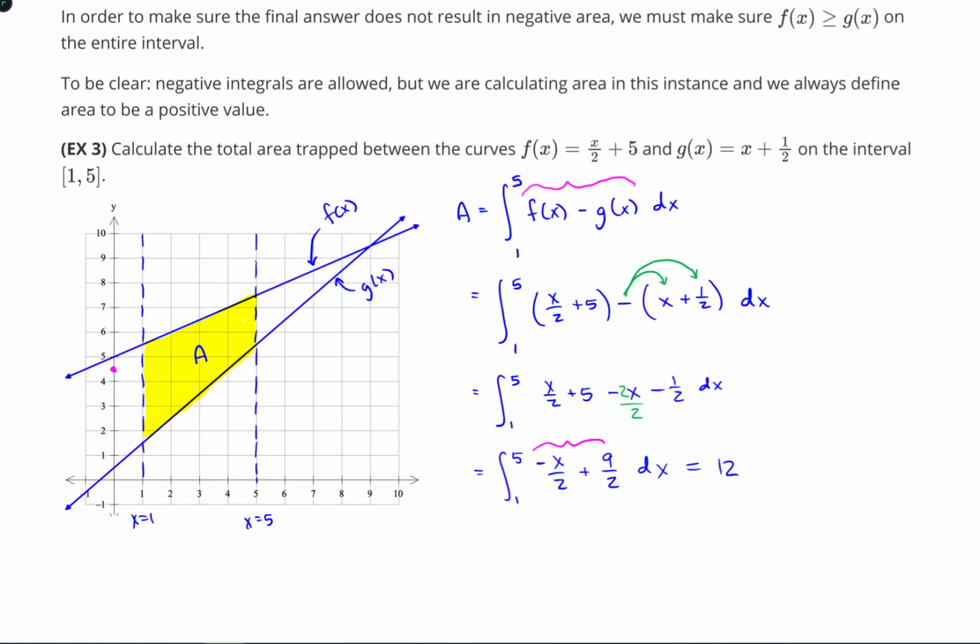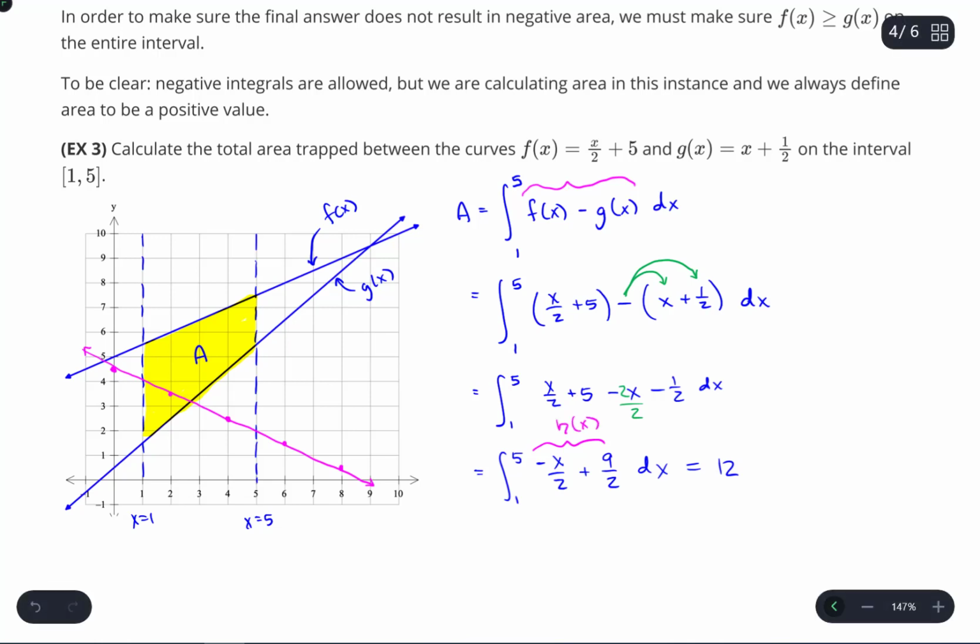So if I go down 1 over 2, there's another point. Down 1 over 2, there's another point. Down 1 over 2, and so forth. I'm just trying to get a few points here. That gives me a function like this. All right, and what I'll do is I'll say this is effectively some new function, h of x.